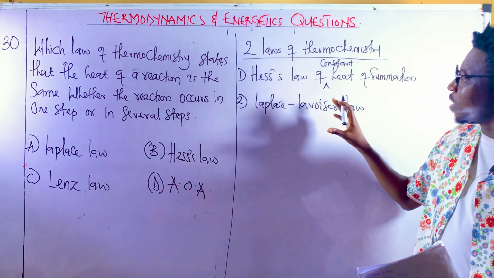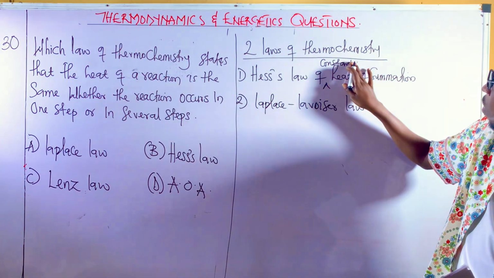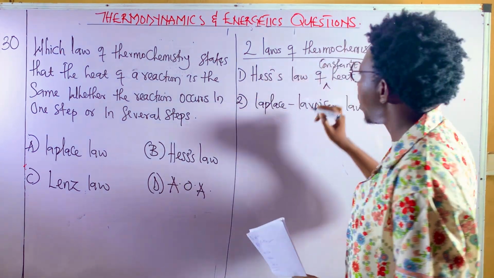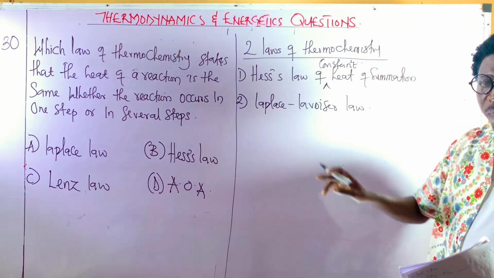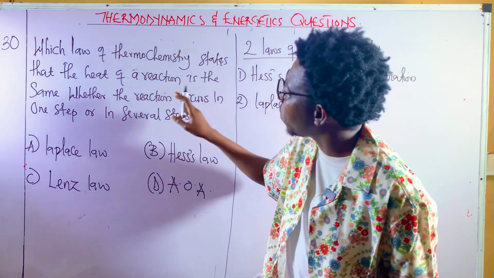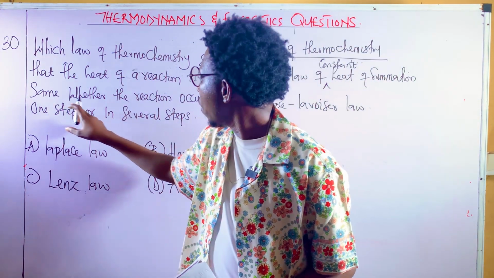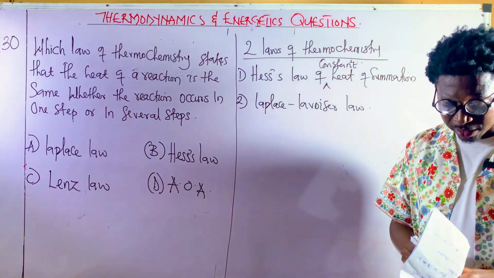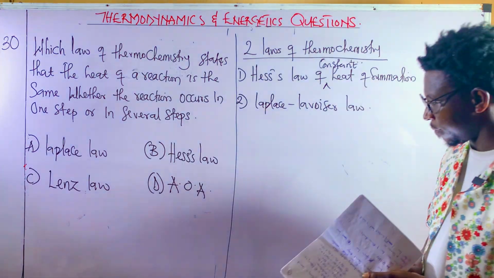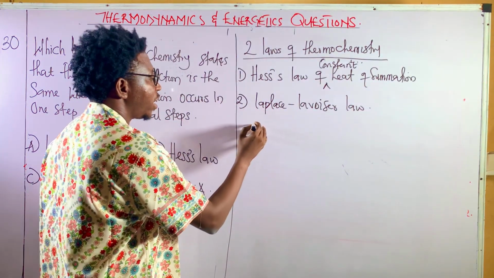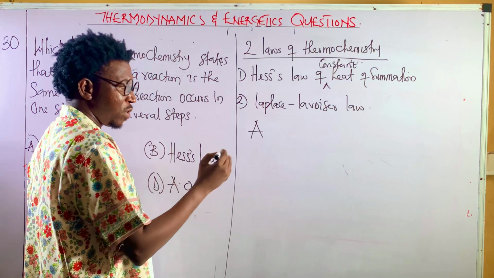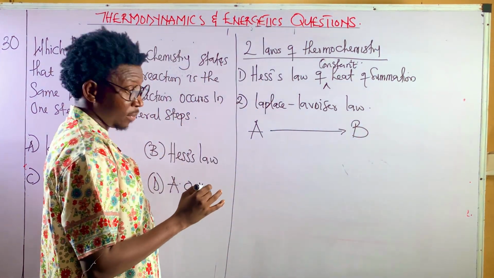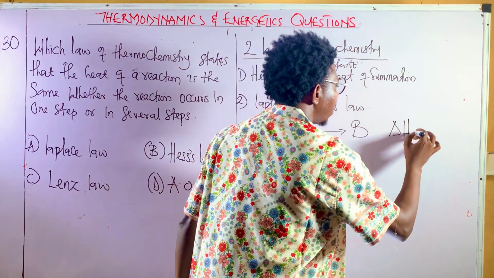According to the law of constant heat summation, also known as Hess law, the heat of a reaction is constant, the same, whether it follows one step or several steps. I'm going to explain this. For example, if A reacts to give us B, and this is the heat of the reaction.